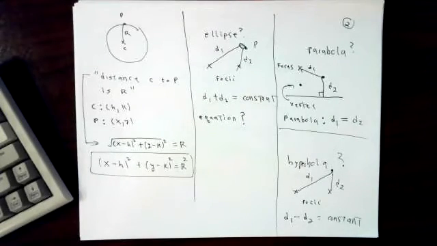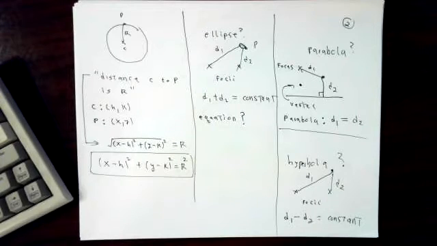The other way that we can think about these things is in terms of distances. You can define a circle to be the set of all points that are the same common distance from some particular fixed point. The fixed point is the center of the circle. The common distance is the radius.